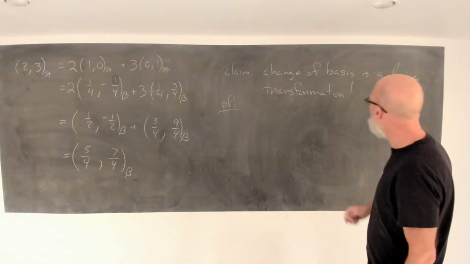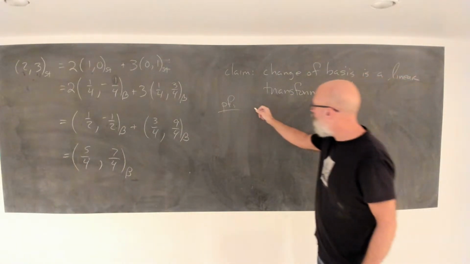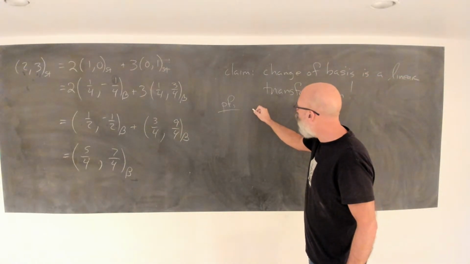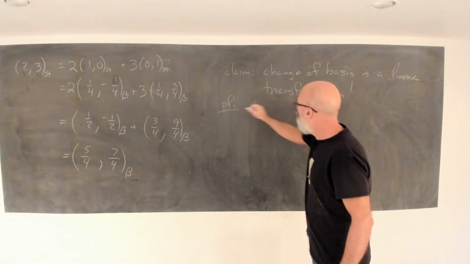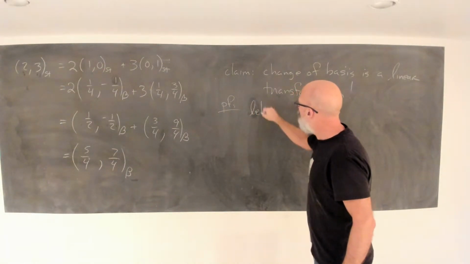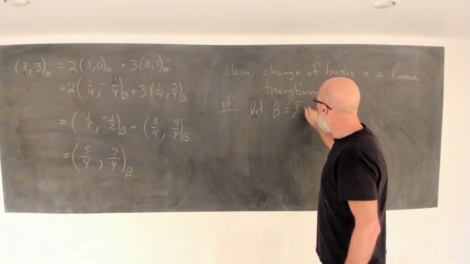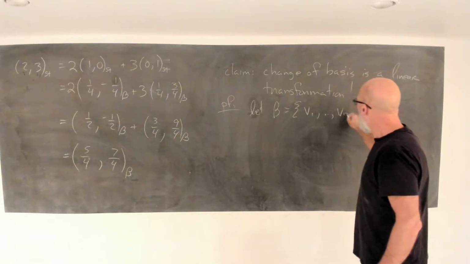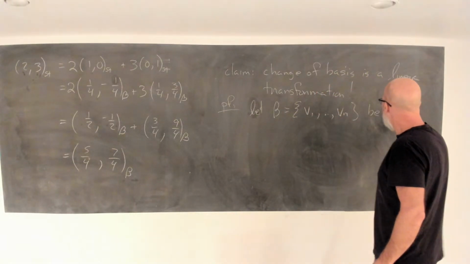Let's prove this. Change of basis is a linear transformation. If you have an ordered basis, so let B be an ordered basis.